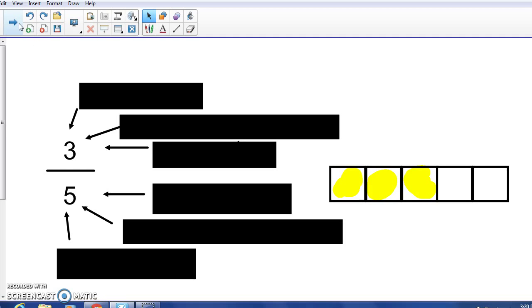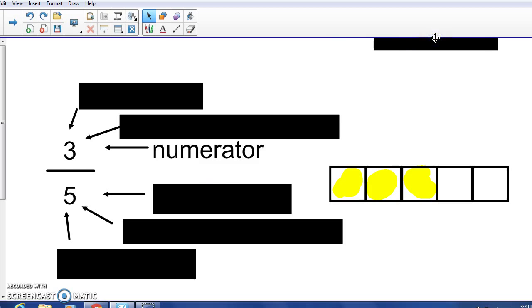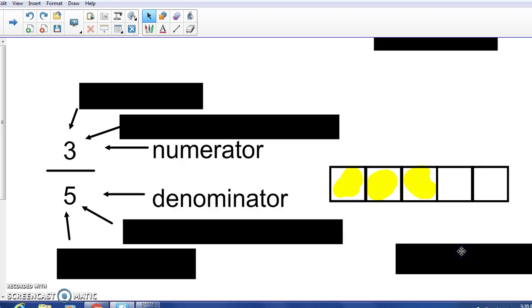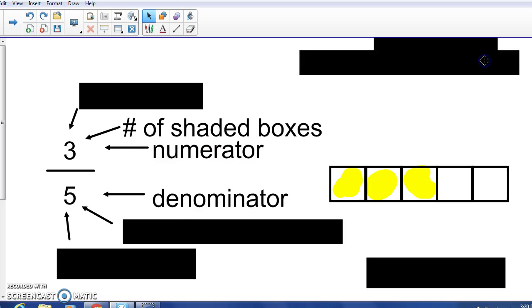Now we're going to delve more into what the different parts of a fraction mean. So the top number in a fraction is called the numerator. The number on the bottom is the denominator. One way that people like to remember this is denominator starts with the letter D. That's the number on the bottom. So it's the number that's down further. Down, D, denominator, D.